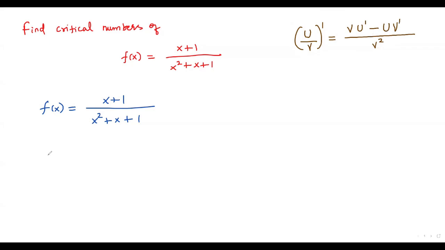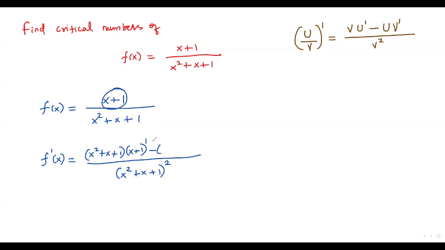So f prime of x equals, first I have to square the denominator over here. Then I'm getting (x squared + x + 1) the whole squared. Now I keep the denominator x squared + x + 1 as it is, and I get the derivative of the numerator, that is (x + 1) prime. Now I take a negative sign. I keep the numerator x + 1 as it is, and I get the derivative of the denominator, which is (x squared + x + 1) prime. Now let me continue the next step.